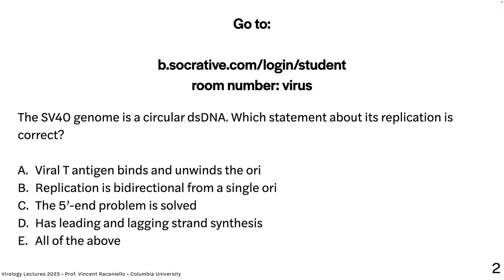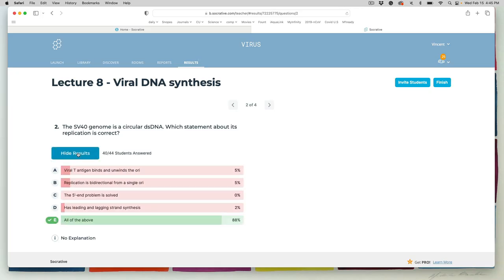Next question, this SV40 genome is circular double-stranded DNA. Which statement about its replication is correct? Viral T antigen binds and unwinds the ori. Replication is bidirectional from a single ori. The 5' end problem is solved. Has leading and lagging strand synthesis, all of the above. Which statement is correct? All these are correct.